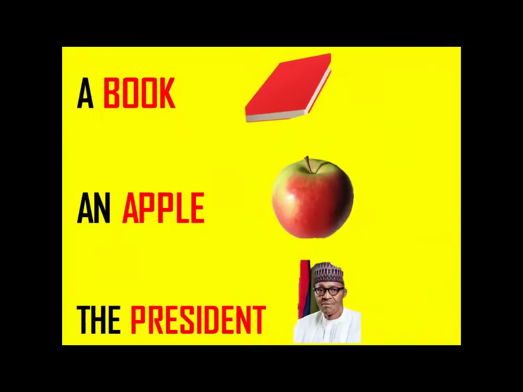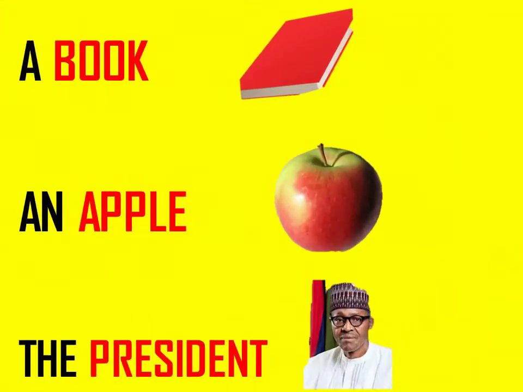Now, in English language, we have nouns like book, apple, president. Now, if I'm to introduce them, I will say a book, an apple, the president. Now, looking at the words in black ink on your screen, they are articles. Now we'll be looking at what they are and how they work.